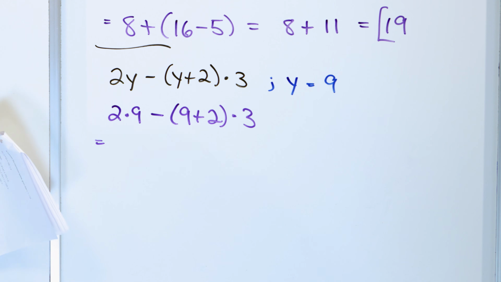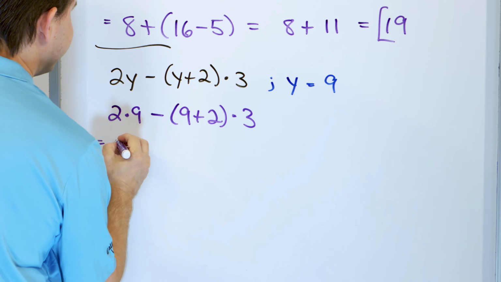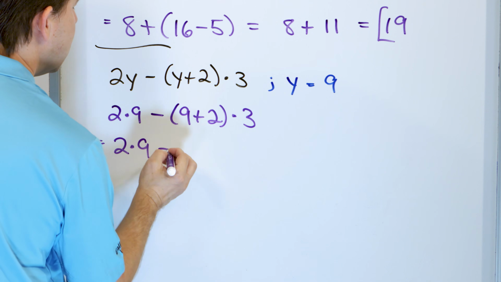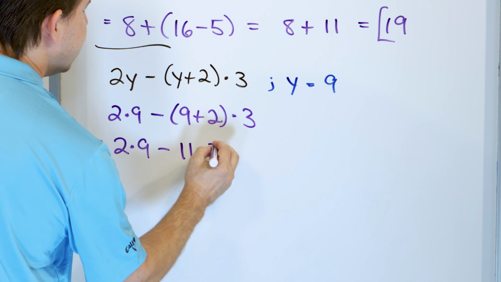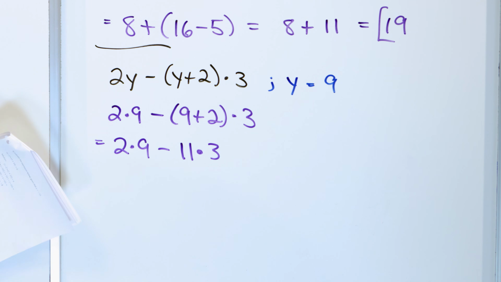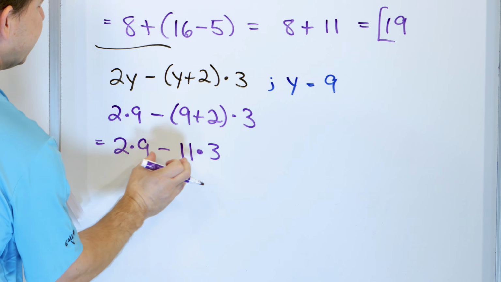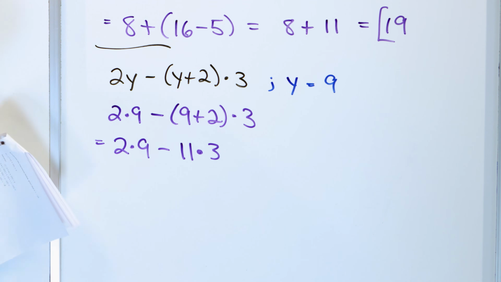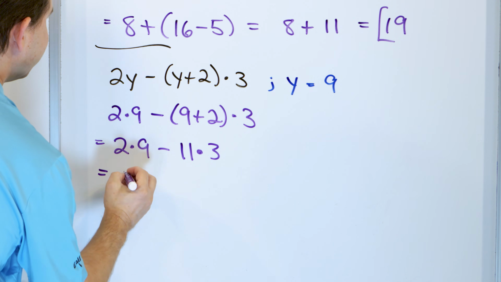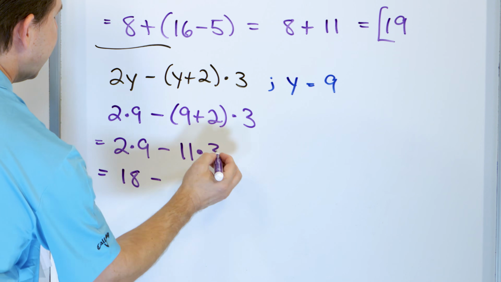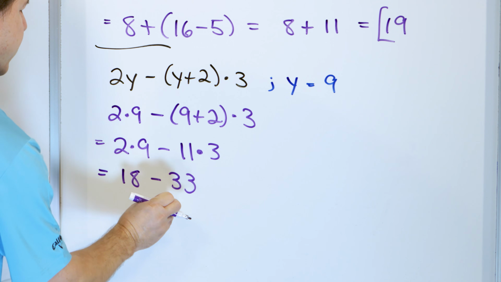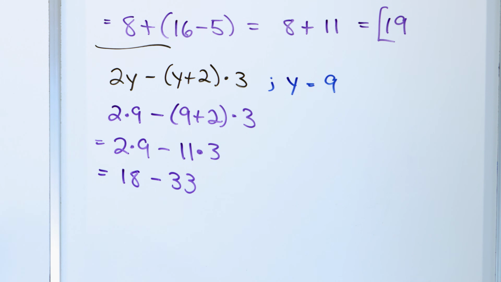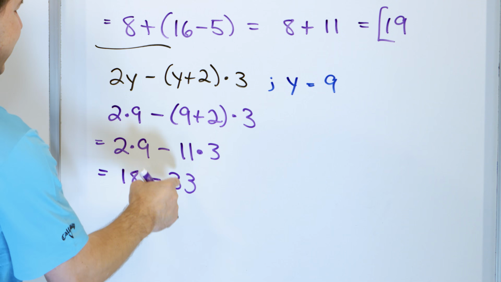So we should do what's inside the parentheses first. 9 plus 2 is 11. So it's going to be 11 here. And then it's still multiplied by 3. We can drop the parentheses there. So here we have multiplication and multiplication. Those both have to happen first. So 2 times 9 is 18, and 11 times 3 is 33. We can do them both kind of in parallel and know that we're going to subtract the answers at the end. Now, you have 18 minus 33.